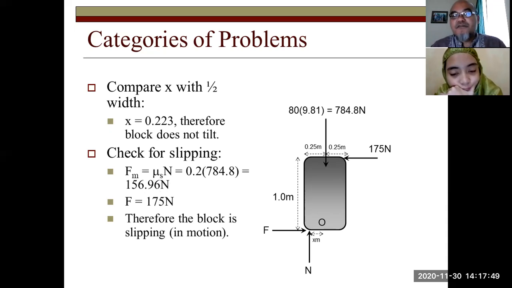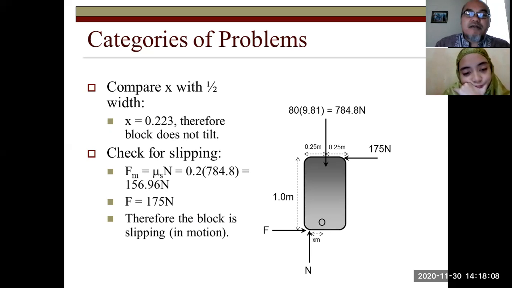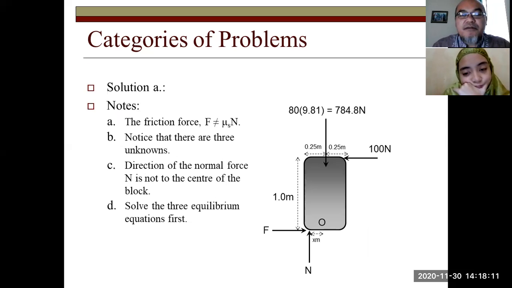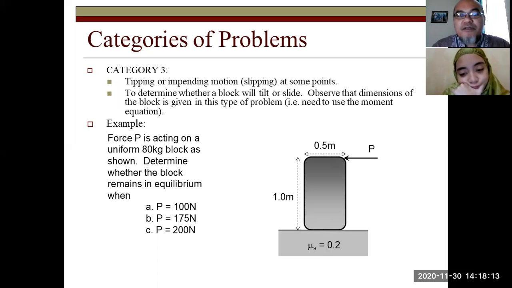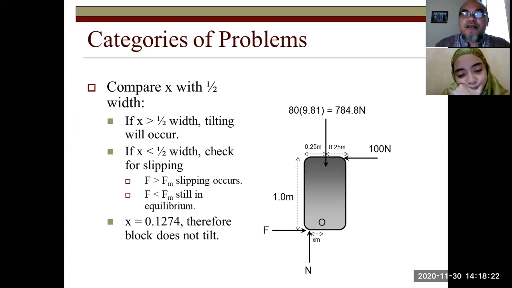Since it moved, the friction force becomes kinetic friction force, not static anymore. So the actual friction force will be mu k times normal. I'm not sure if mu k is given in this problem. No, mu k is not given. So the problem here is just to know whether the block is tipping, slipping, or in equilibrium.